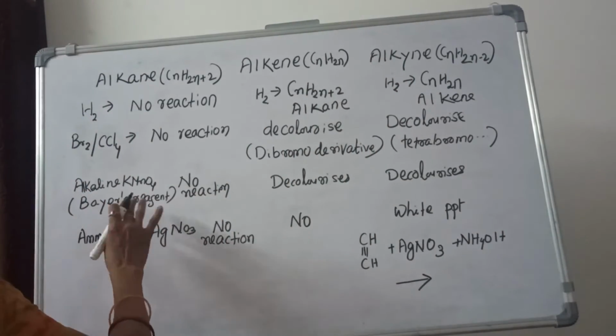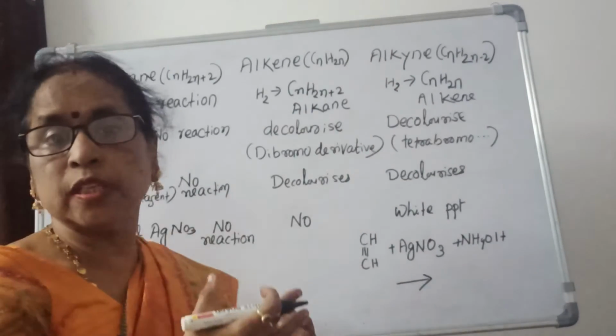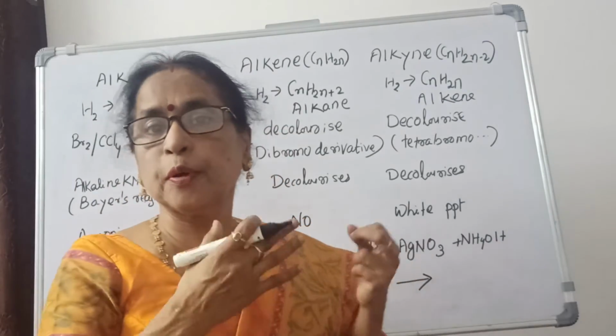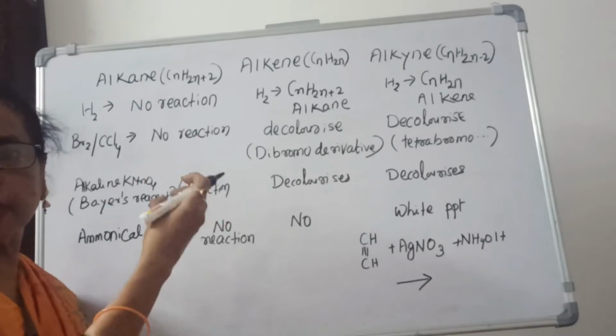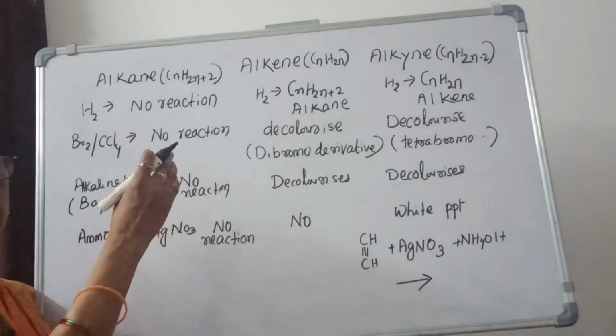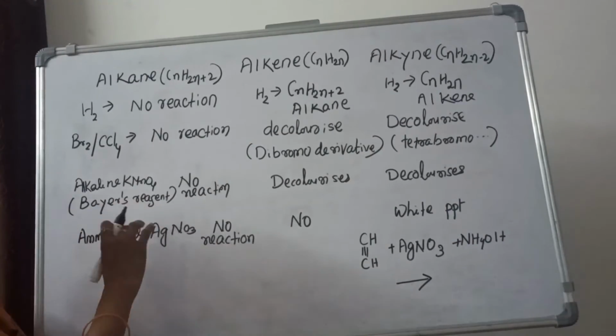Then comes alkaline KMnO4. Then the question is, what is the color of KMnO4? Pink color. What is alkaline? That means alkali is added, potassium hydroxide or sodium hydroxide is added, and that is called Baeyer's reagent.